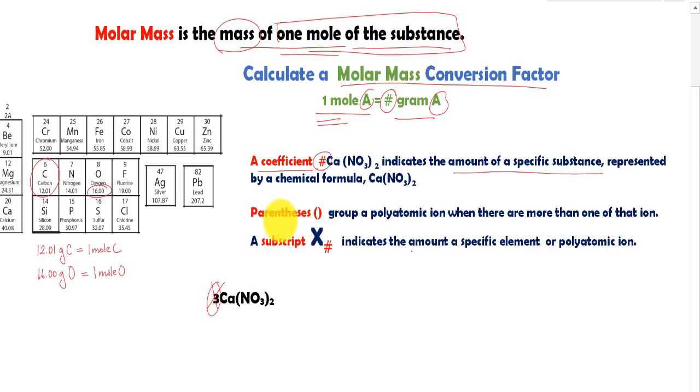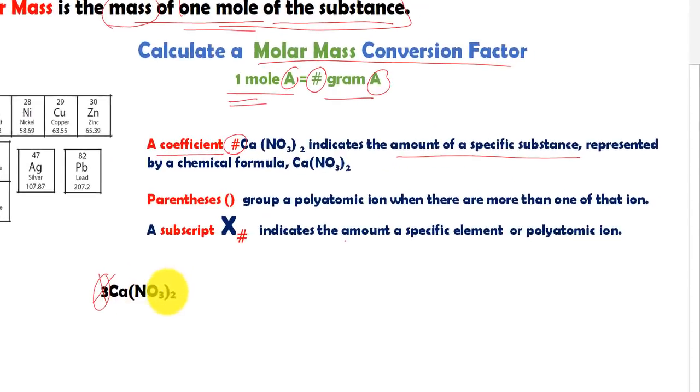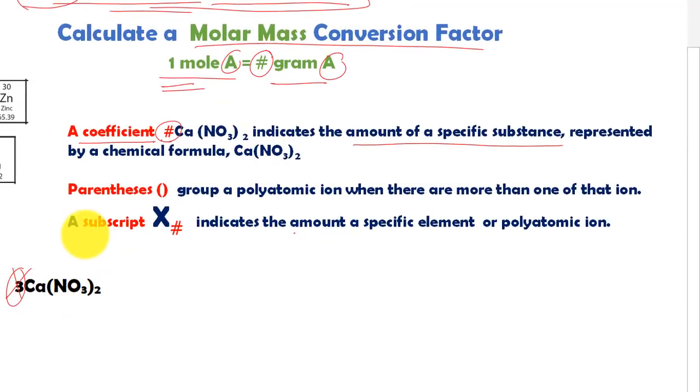But then we have the parentheses. In this case, we have that parenthesis, that group NO3. And then we have the subscript. That subscript 2, 3, and so on, indicates the specific amount of an element or a polyatomic ion. For instance, if we look at the 3, that tells you there are 3 of O. But what about the Ca and the N? It doesn't have any subscript, so we know it's just going to be a 1. But what about this 2 right here? That 2 represents there are 2 of NO3.